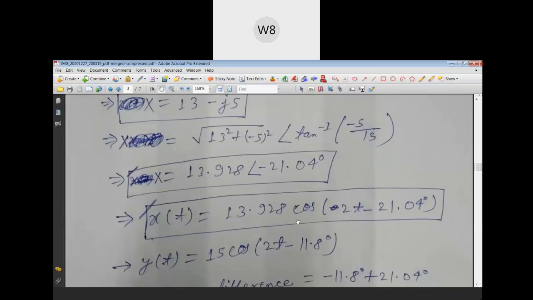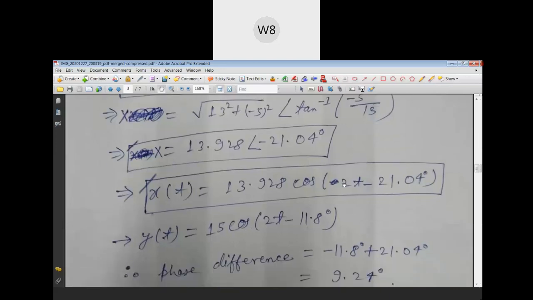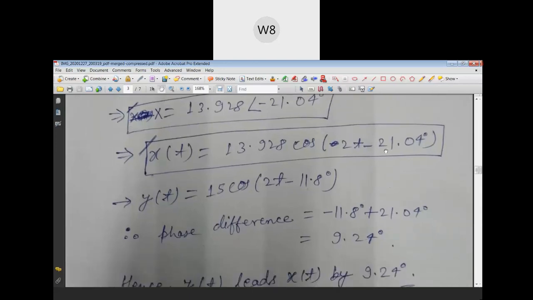So now we have converted xt into a single cosine function with positive amplitude. Yt is already in cosine form with positive amplitude. So now we can compare the phase of the xt and yt. So we see that xt is minus 21.04 and yt is minus 11.